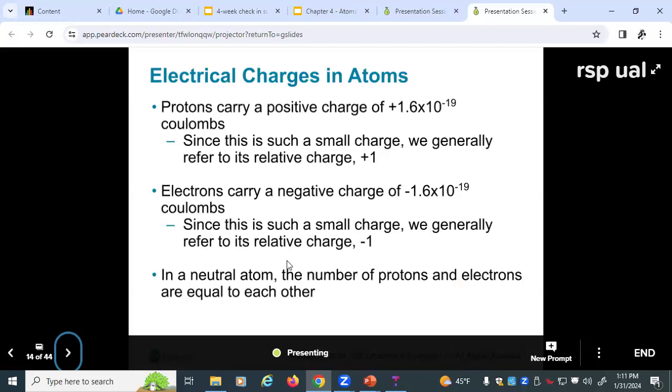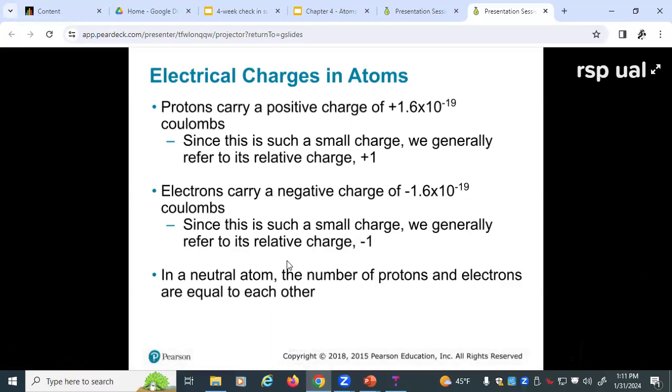As far as electrical charges are concerned, with protons and electrons, we have this duplicity, this equal but opposite kind of relationship. Electrons have a charge that is negative, 1.6 times 10 to the negative 19th coulombs. Protons have a charge that is positive, 1.6 times 10 to the negative 19th coulombs.